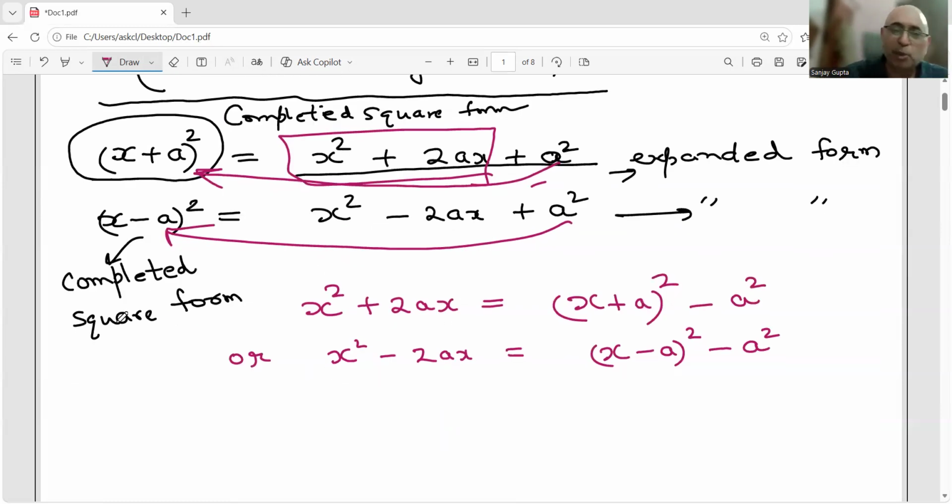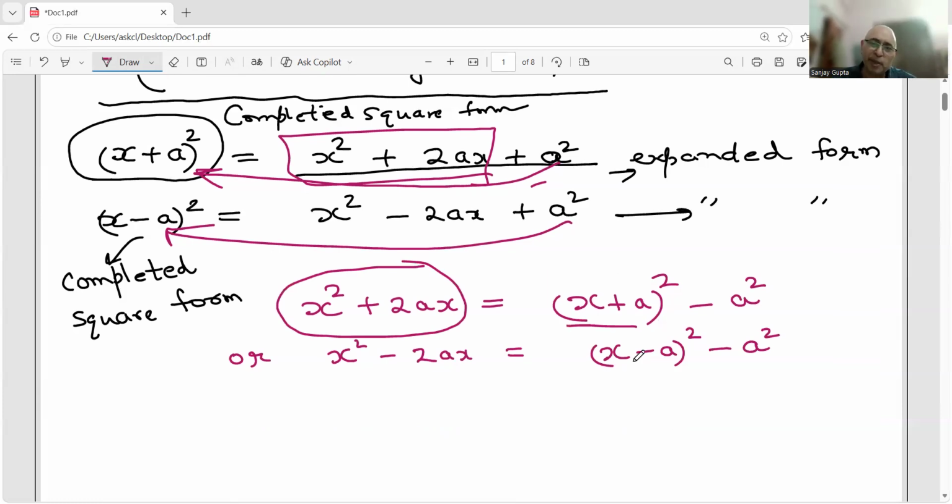So if we are given a question in the form x square plus 2ax, and we have to write the complete the square form, that means I have to convert it into (x plus a) or (x minus a) whole square. This is called complete the square form. Please understand. This is the complete the square, right?